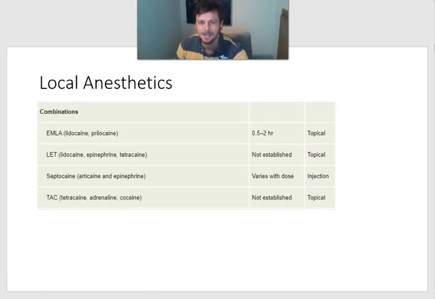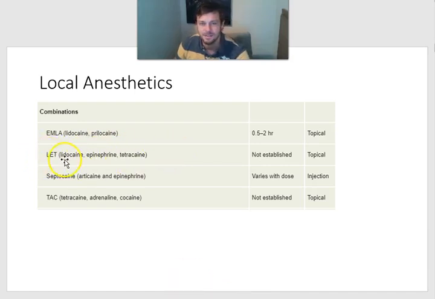We also have combinations, and EMLA is a really common one that is used now, especially for topical stuff. You put EMLA on the surface and wrap it in plastic to help facilitate bringing it down into the skin. It's really good for whenever people need to get injections and things like that.